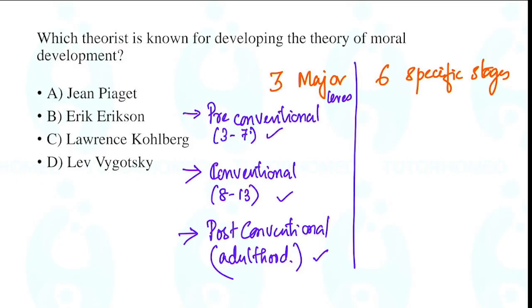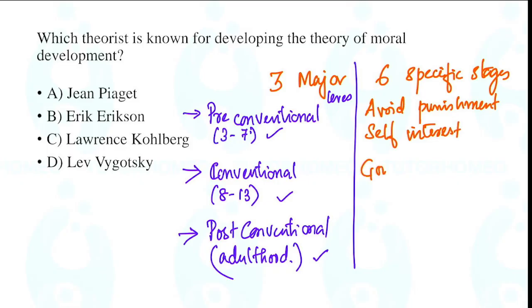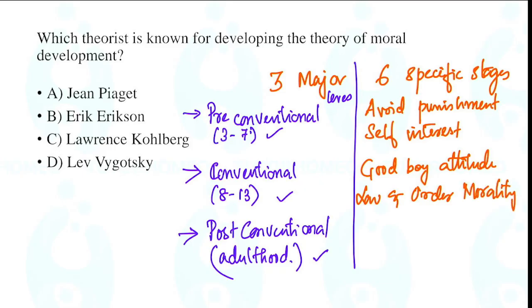Now under this, okay, there are 6 specific stages, 2 for each basically. We'll see one by one. So for the pre-conventional, they do things to avoid punishment, number one, and also due to self-interest. For conventional, to keep the good boy attitude, and also law and order morality.